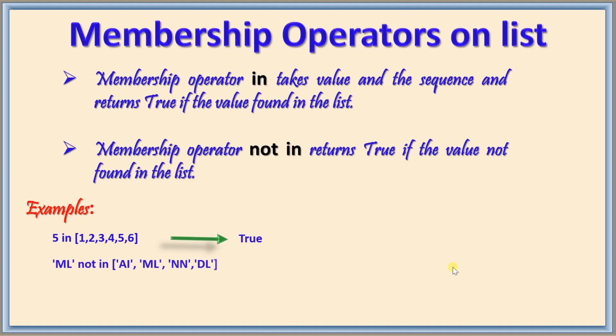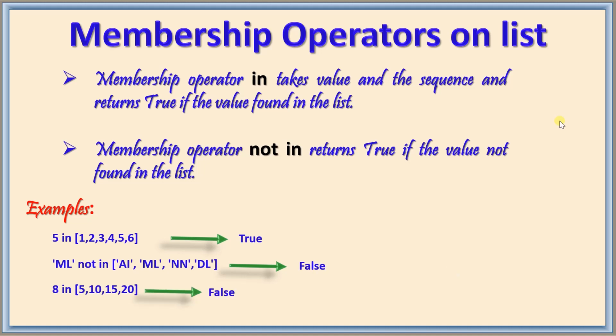Now, 'ML' not in ['AI', 'ML', 'NN', 'DL']. See, ML is available there. Here the operator used is not in, so it is going to give false. Next one, 8 in [5, 10, 15, 20] is the list here. So it is not available, so it will give false.